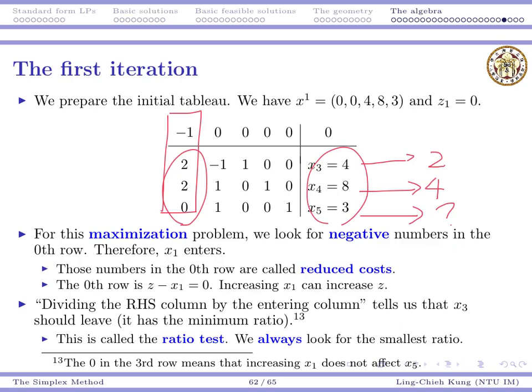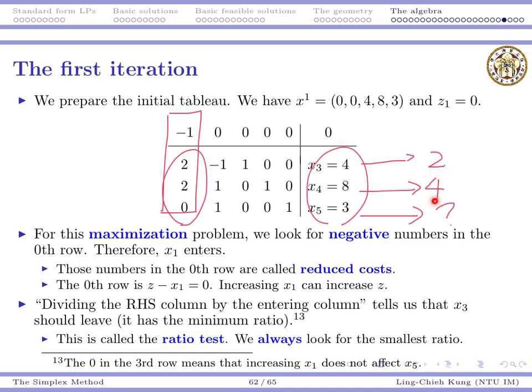Here the issue is that these ratios measure how large the non-basic variable may be according to that constraint. So for the first constraint, when you increase x1, x1 can be at most 2, because when x1 goes up, x3 will go down. For the second row, x4 will go down, and eventually x1 can be at most 4.